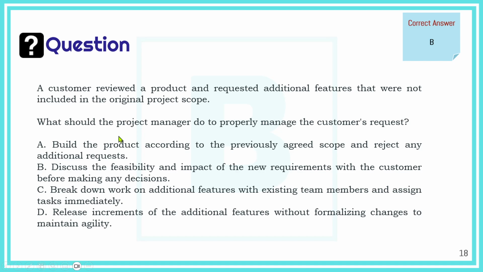Building the product according to the previously agreed scope? No, because there are changes here. Rejecting any additional requests? No. Breaking the work and additional features with the team and assigning tasks immediately? No. We explained why. Releasing increments of the additional features without formalizing changes? No. Well, it says it's good to maintain agility, but this is not our case here.